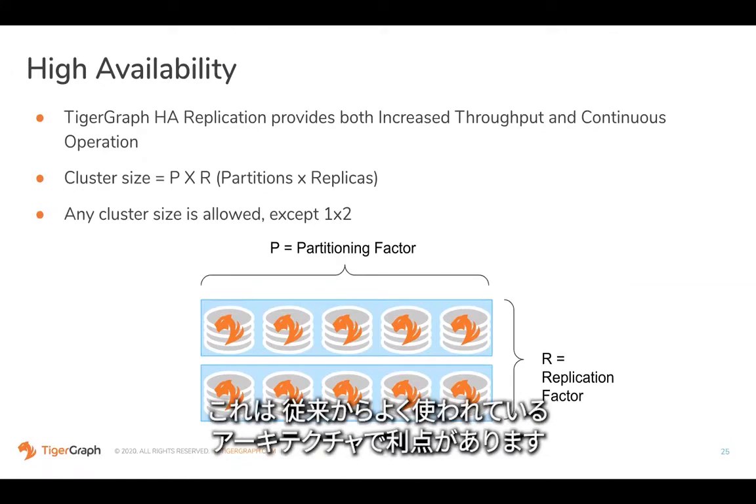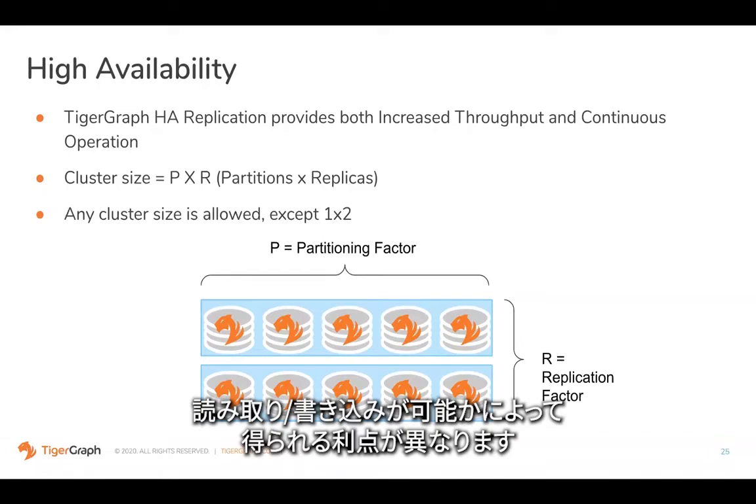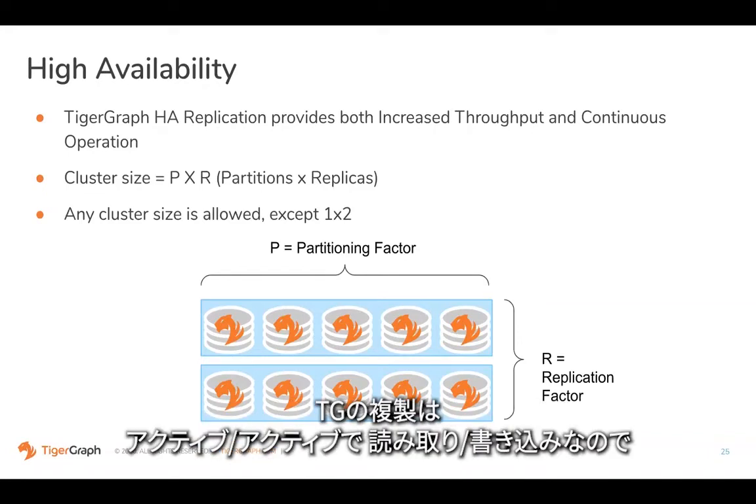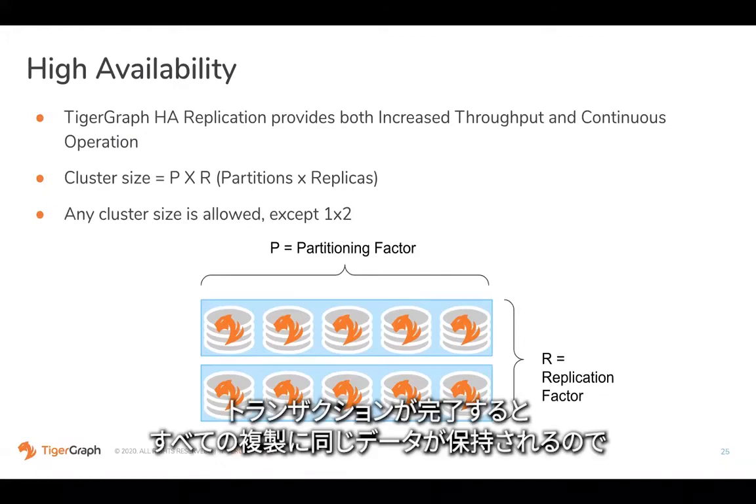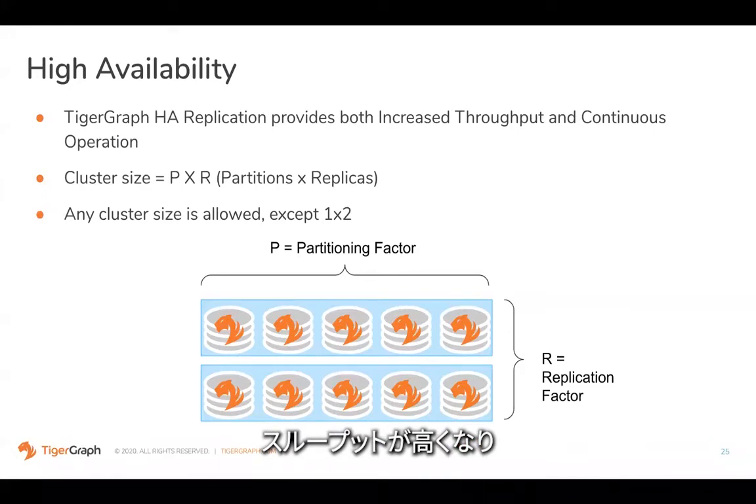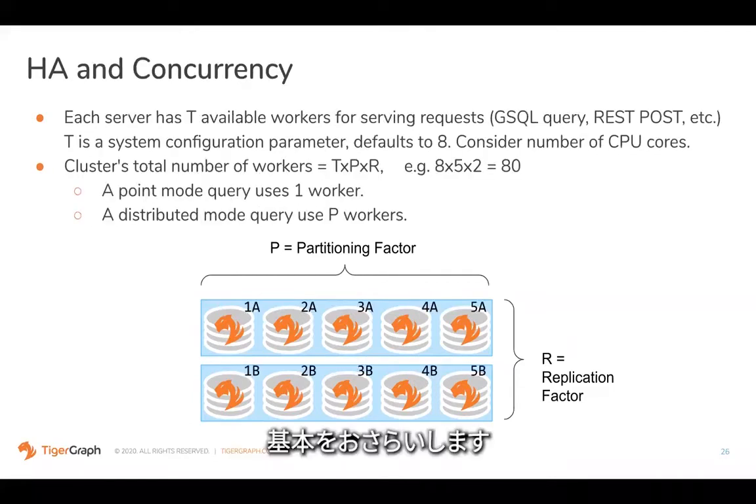And this is a pretty traditional architecture that gives you both. Now, what benefits you get depends on what exactly a replica can do, whether it's an active-active replica, whether it's a read-write replica or not. Because our replicas are active-active, they are read-write, meaning they're always in sync. Every replica has the same data when a transaction finishes. Then you get both increased throughput and the benefit of continuous operation if you've engineered it correctly. So again, that's some basics. Let's go on to the next slide to look at how you get that throughput.